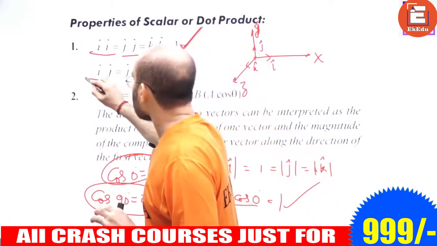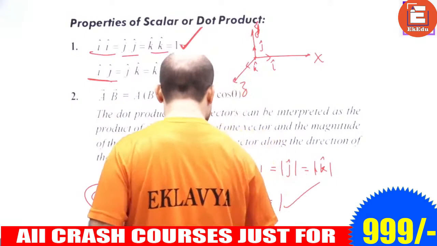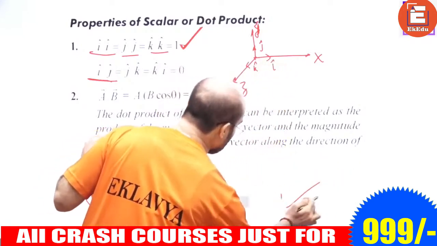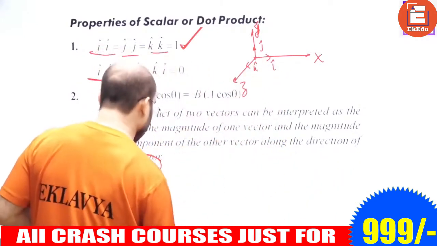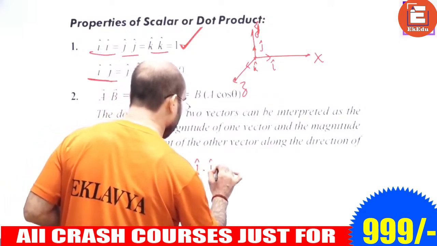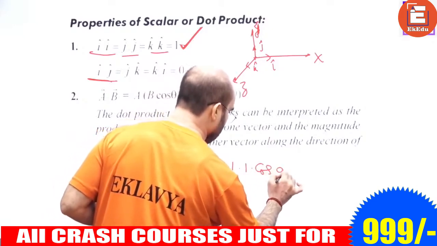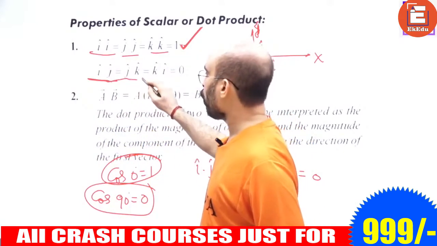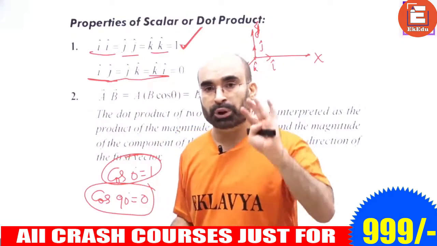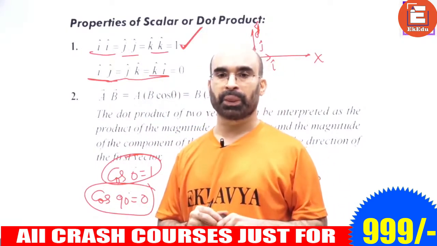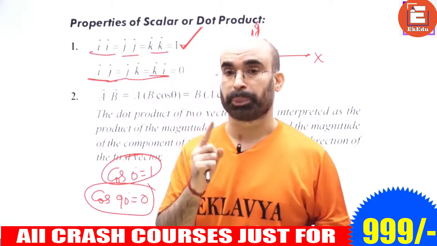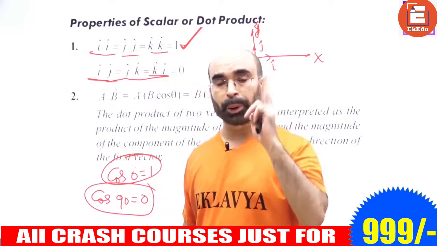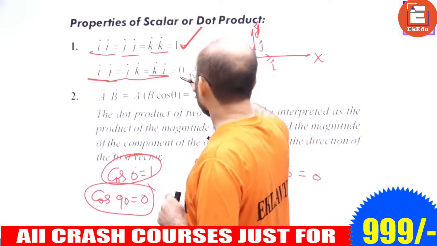Understood now. If you are multiplying I dot J, then what will happen? I and J are mutually perpendicular. So I dot J equals 1 into 1 into cos 90 degree. Cos 90 degree is 0. So finally it is 0. Similarly, you will have the product of all perpendicular vectors. Now, what is the conclusion? Dot product of two perpendicular vectors is 0. This we need to keep in mind. Dot product of two perpendicular vectors is 0. This we have understood.